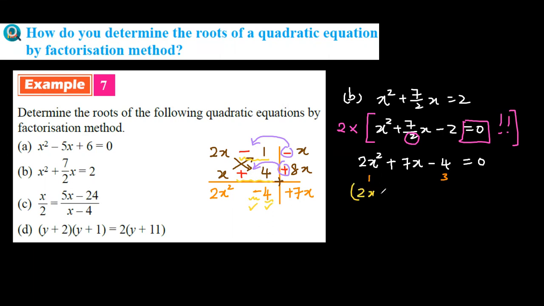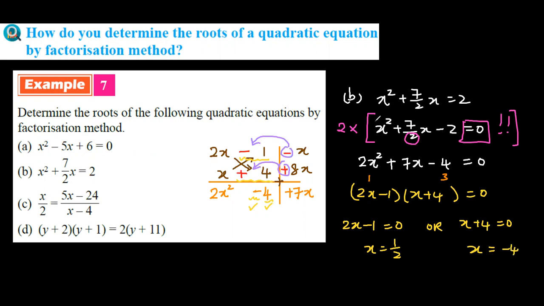So we have 2x minus 1, x plus 4 equal to 0. To continue, 2x minus 1 equal to 0, x will be equal to 1 over 2. Or x plus 4 equal to 0, x equals -4. Here we go. We have found the roots. The roots are x equals 1 over 2 and x equals -4. Okay, so this is question B.